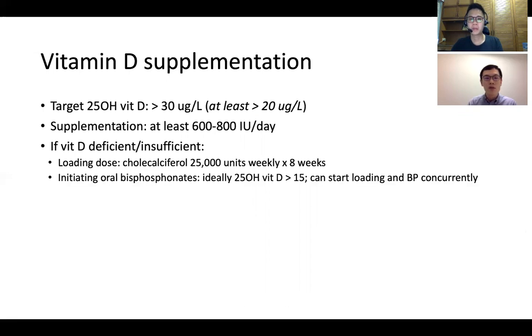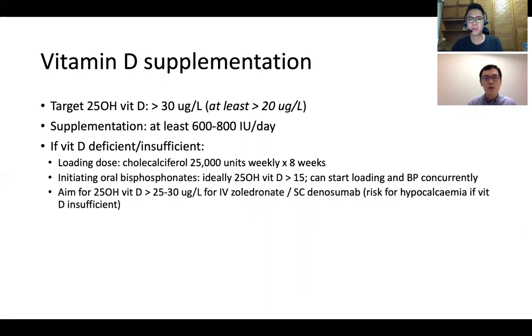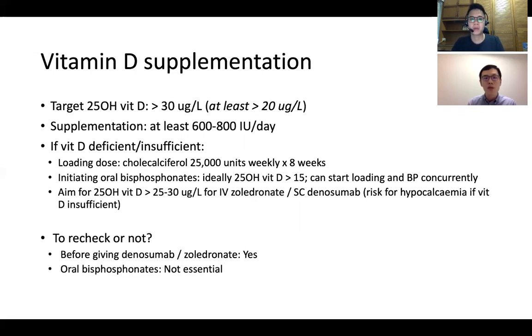If the question is, do we top up the vitamin D before we start treatment? For oral bisphosphonates, maybe we don't really need to reach above 20 or 30, but they may have more musculoskeletal side effects if they are vitamin D deficient. So ideally, you want the vitamin D above 15 to 20. But you can start them on loading, and then concurrently or after a week to 2 weeks of loading, the vitamin D level would have come up sufficiently that they can start the bisphosphonate without significant side effects.